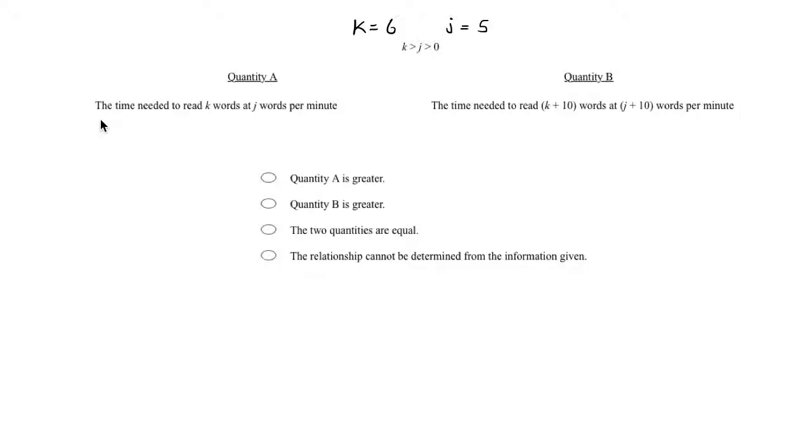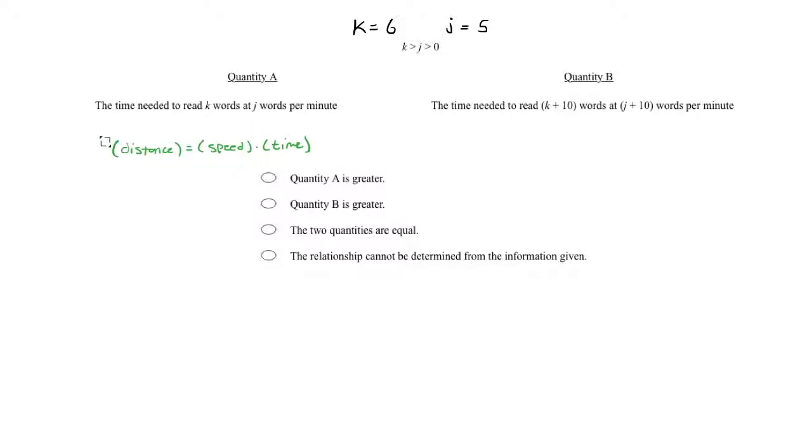First, we'll need to talk about quantity A, which is the time needed to read k words at j words per minute. I'm probably just going to reintroduce you to the idea of rate. If I'm talking about traveling a certain distance at a certain speed and given a certain time, I have a formula to model that. Distance would always be equal to my speed times my time. A good thing to be really comfortable with.